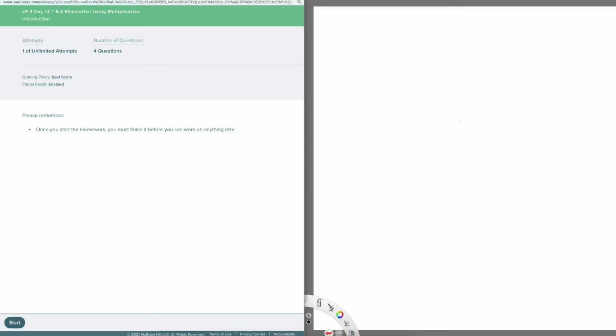So just to look at this front screen, you will first see a due date on your student screen. I don't see it on my screen, but you'll see it on yours as a student. We always allow unlimited attempts. You can come in and work on this as many times as you would like. This particular assignment has 4 questions on it. Grading policy is always best score, so whichever attempt is the best one is the one you keep. Partial credit is enabled, so if you answer 1 of 4 questions, you get credit for that 1 question. Once you start your homework, you must finish it before you work on anything else.